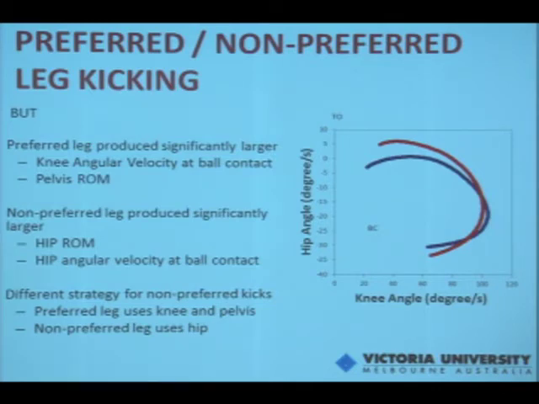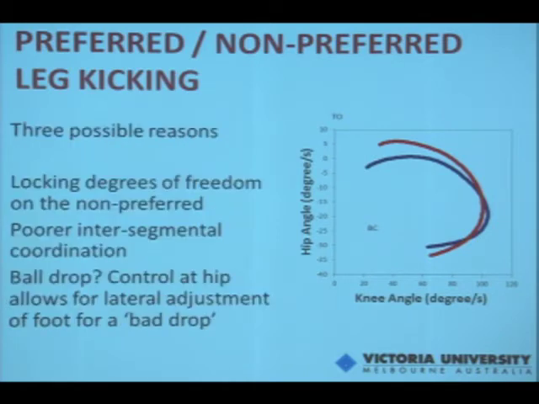So if you look at this one, we can see the knee, the blue one is the preferred leg, so it's longer here and further out here, indicating the greater range of motion at the knee. But the red one, the non-preferred, is higher and lower than the blue, indicating the greater range of motion of the hip angle. So you can see a lot more stuff done at the hip compared to the knee. I won't expand that to the pelvis, but the pelvic motion was significantly related to kick leg velocity in the preferred leg as well.